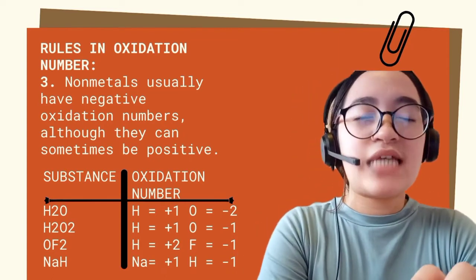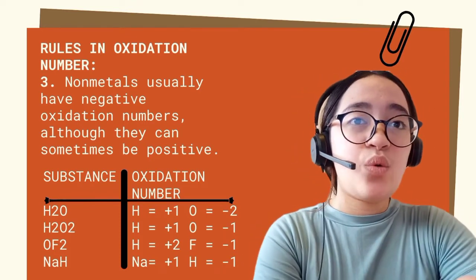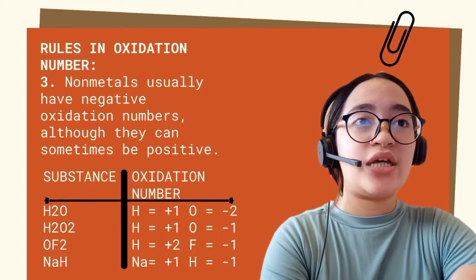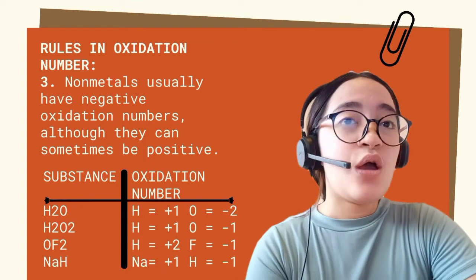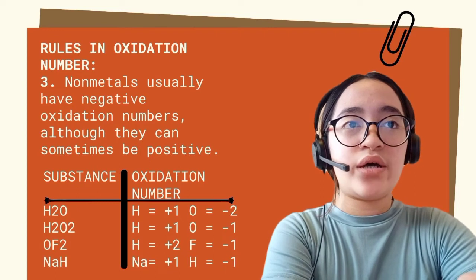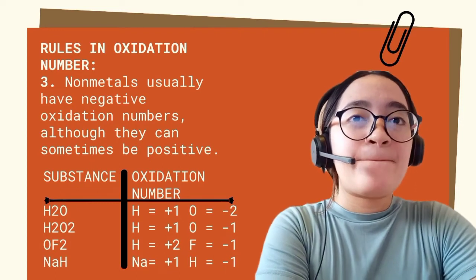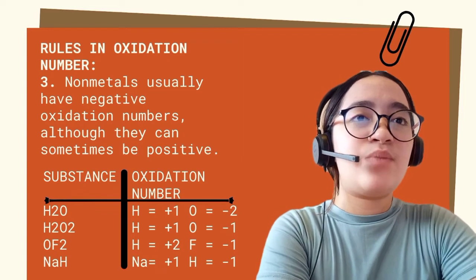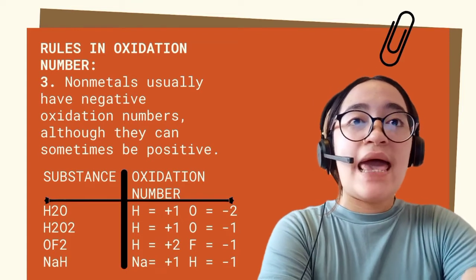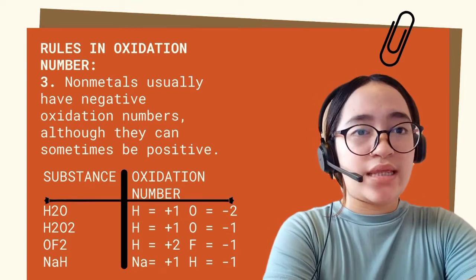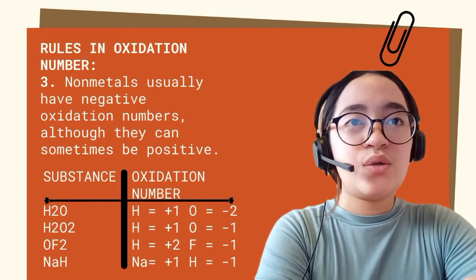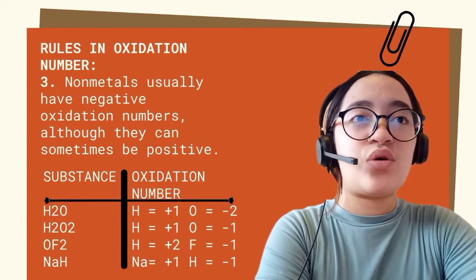So, for our examples, the substance is H2O or water, and the oxidation number of hydrogen equals +1 and oxygen equals -2. Then we have hydrogen peroxide with an oxidation number of hydrogen equals +1 and oxygen equals -1. And here we also have a substance that is bonded to fluorine with an oxidation number of oxygen equals +2 and fluorine equals -1. For the last example, we have hydrogen bonded to a metal, with an oxidation number of sodium equals +1 and hydrogen equals -1.